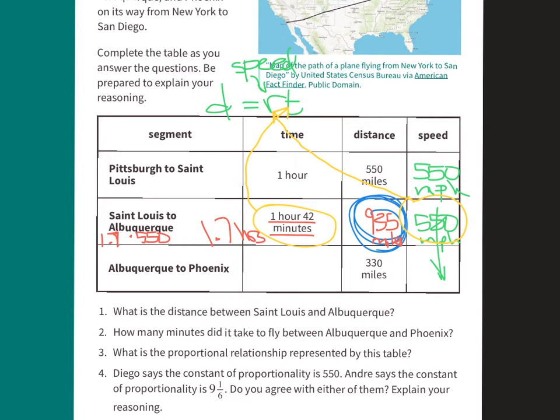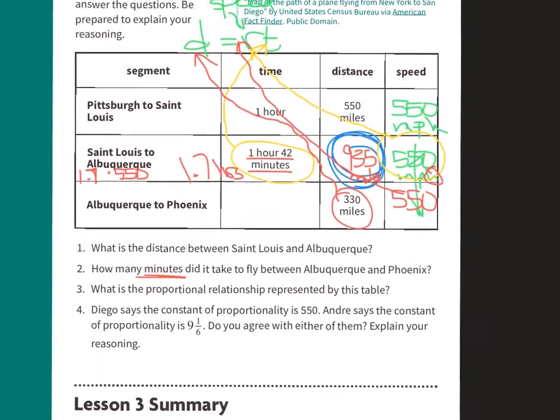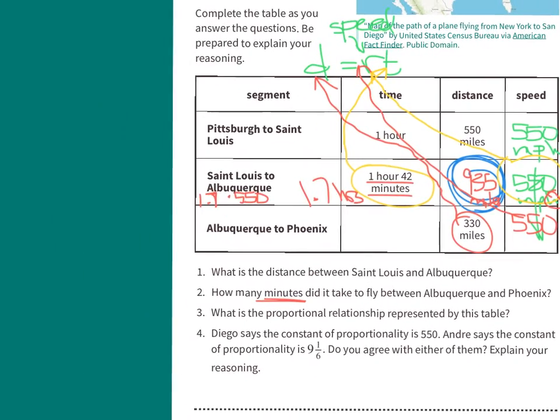Now, Albuquerque to Phoenix. It says, how many minutes did it take to fly between Albuquerque and Phoenix? It says minutes, but if you notice, our speed is per hour, so once again we're going to have to convert. We know we're going 550 miles an hour. I know the distance, it's 330. I know the speed, it's here. Let me move this a little bit so I have somewhere to write. Right over here. All right.